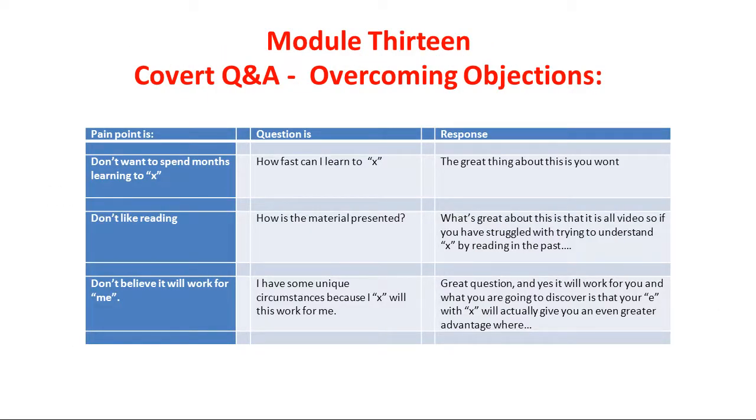Now, that may be a little bit to take in, so I've actually put together a little matrix here for you that helps you understand how this works. So, the pain point is, starting in the upper left-hand corner, I don't want to spend months learning how to X. So the question would be, how fast can I learn to fly? The response would be, the great thing about this is you won't have to spend months learning to fly. You won't have to spend hours. You won't have to spend whatever it is they don't have to do. You can now present it, whatever the upside to that is. Moving to the next pain point on the left-hand side, I don't like reading could be their pain point.